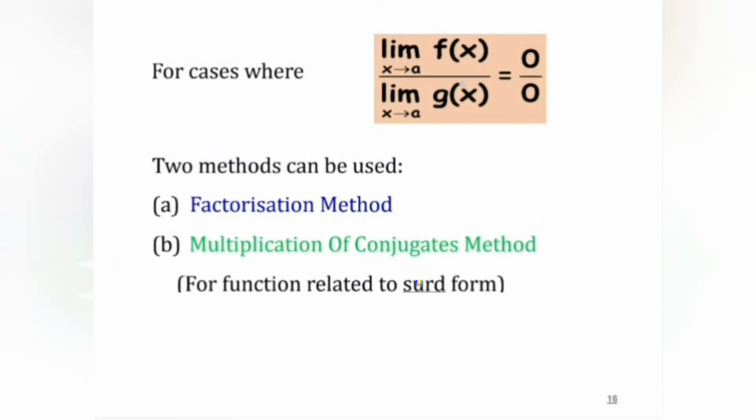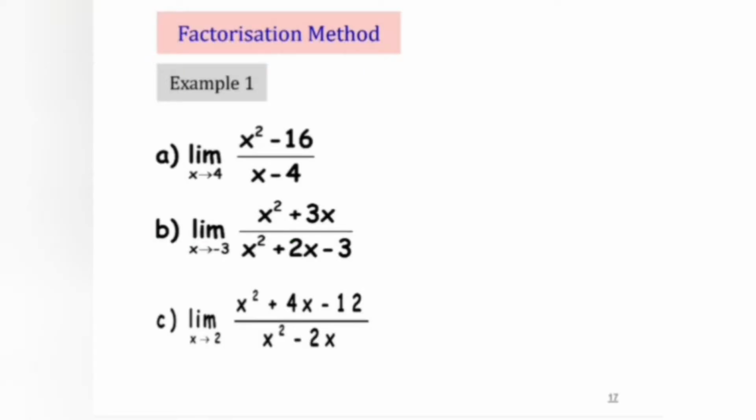For cases where you get the numerator and denominator 0, you have two methods to solve it. Either you use the factorization method or the multiplication of conjugates method. We use the second method when you have a question that has a third form. First, for the factorization method, in example 1, there are 3 questions.